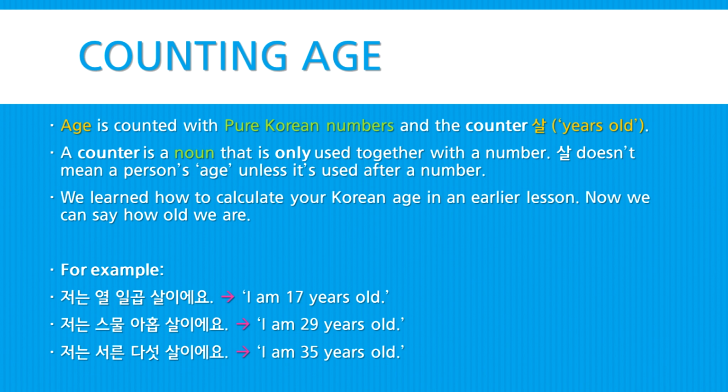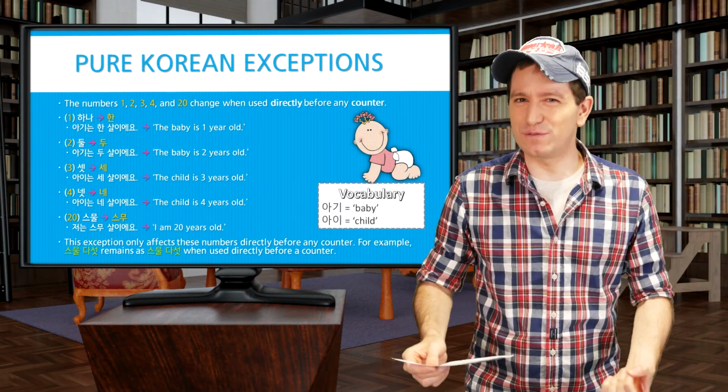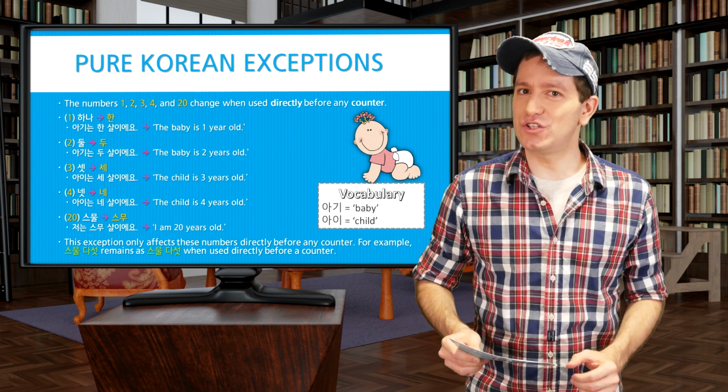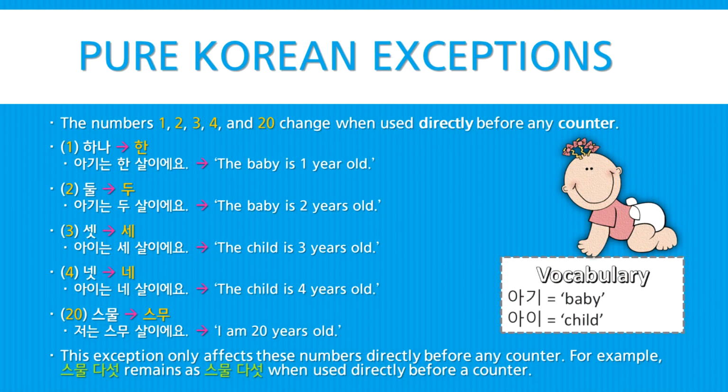For example, 저는 17살이에요. I am 17 years old. 저는 29살이에요. I am 29 years old. 저는 35살이에요. I am 35 years old. Now, there are a few exceptions with pure Korean numbers when you're using them before a noun or before a counter. And those are just the numbers 1, 2, 3, 4, and 20. So let's take a look at how that works.